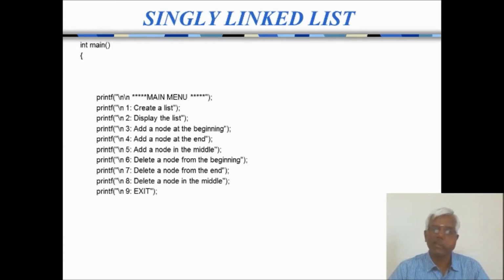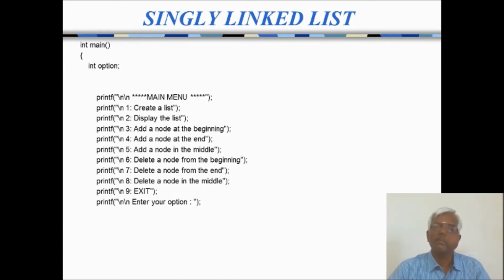Once the menu is displayed, the program should ask the user for an option. So for that I write a printf statement, enter your option, and I may give the choice 1, 2, 3, 4 up to 9. So it is basically an integer. So here I need one integer variable, which should be declared. I declare the variable int option. I give the name for that variable, it is option.